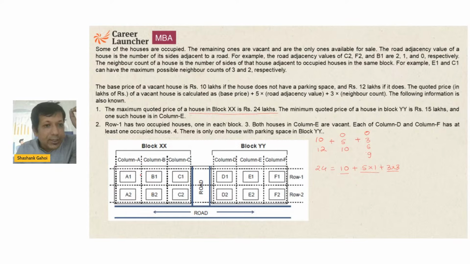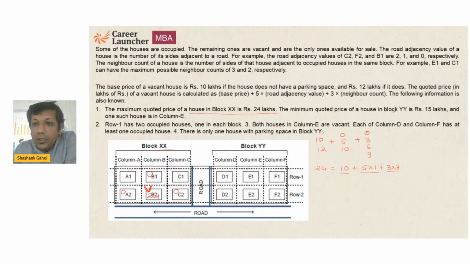It means in block XX, there are only two houses that can have three neighbors: B1, which can have A1, C1 and B2, and B2, which has A2, B1 and C2. And it also has a road adjacency. It means B2 must be the house that has a price of 24 lakhs. It means this should be a vacant house, and it has a neighbor count of 3. It means this house must be occupied, this house must be occupied, this house must be occupied, and this is how we can calculate 3 houses.